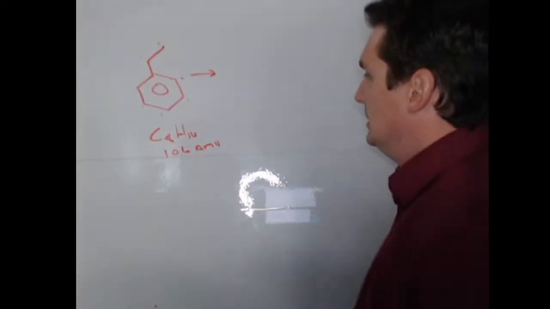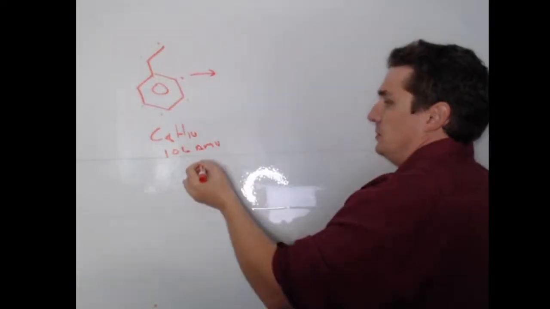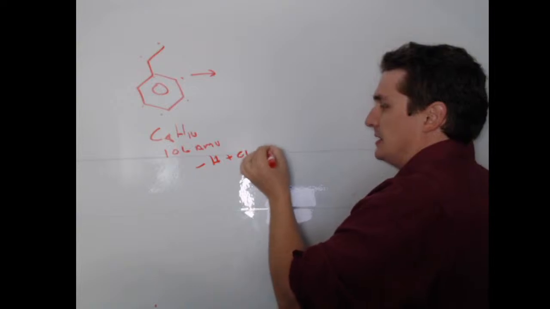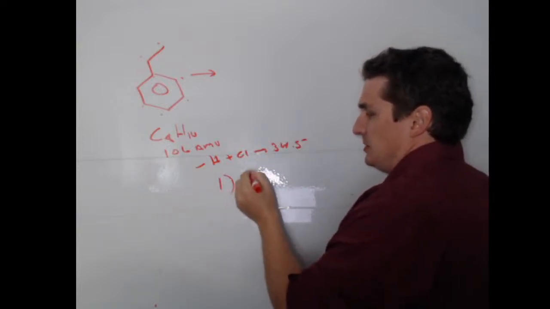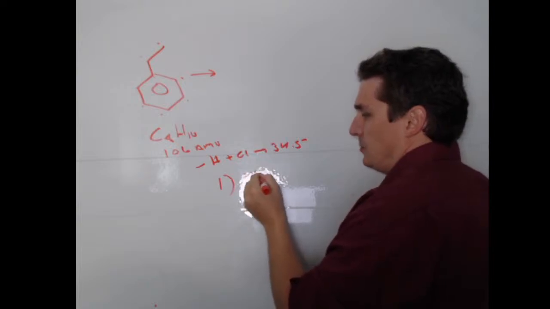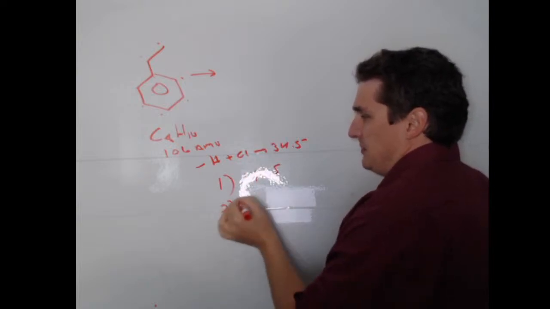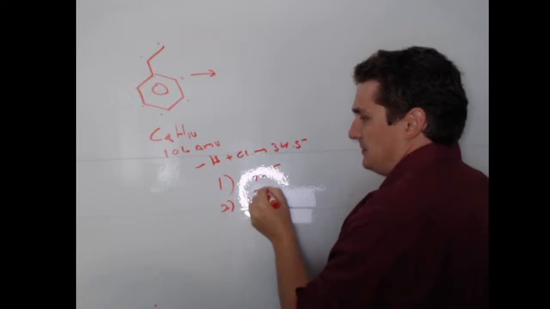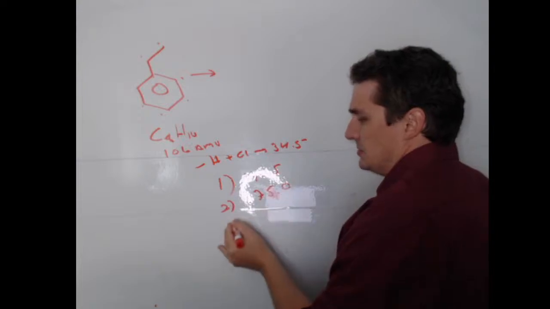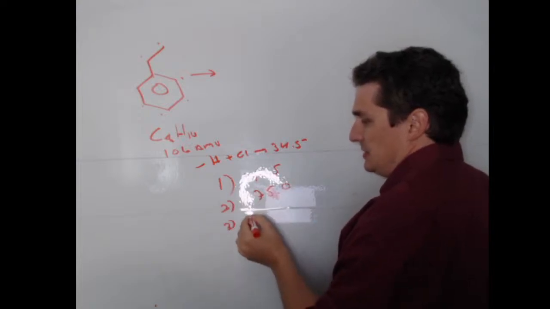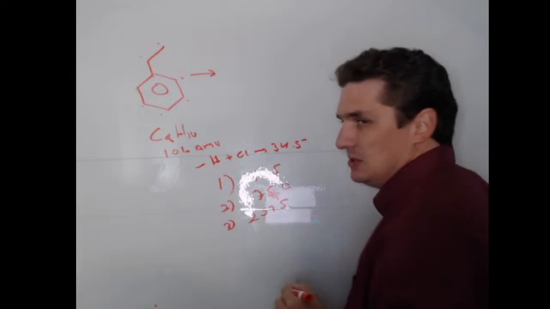Now the question is, how many times did we get substitution on this? To do that, we just start counting the weights. Every time we do a substitution, we lose a hydrogen and we add a chlorine, so that's going to add 34.5 AMUs. One substitution should put us at 140.5 AMUs. Two substitutions is 175 AMUs. Three substitutions is 209.5 AMUs.